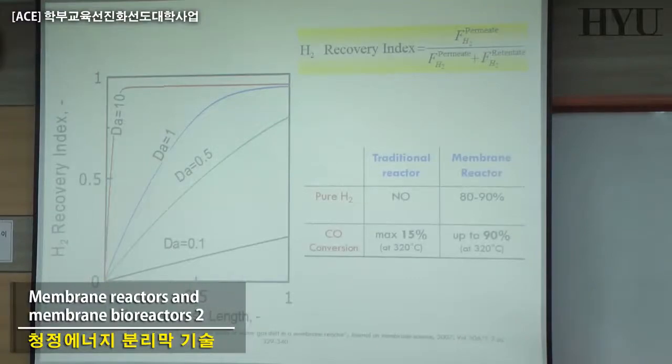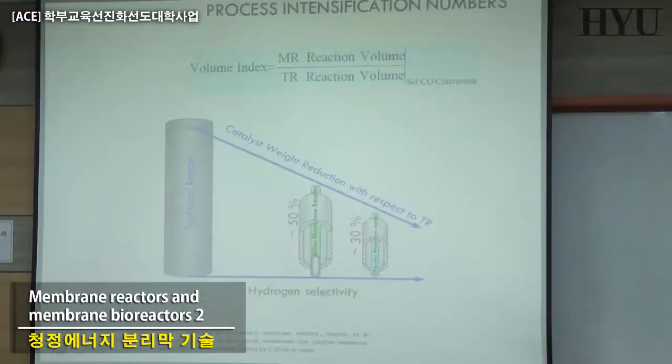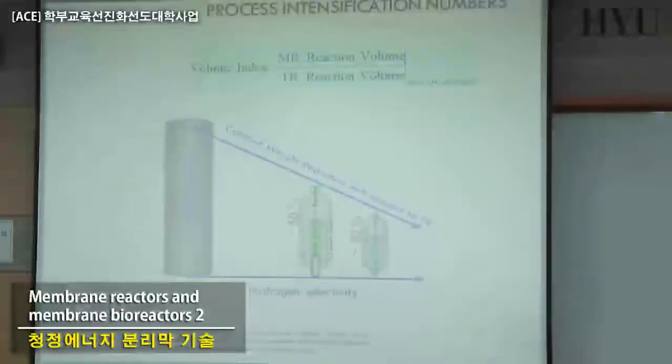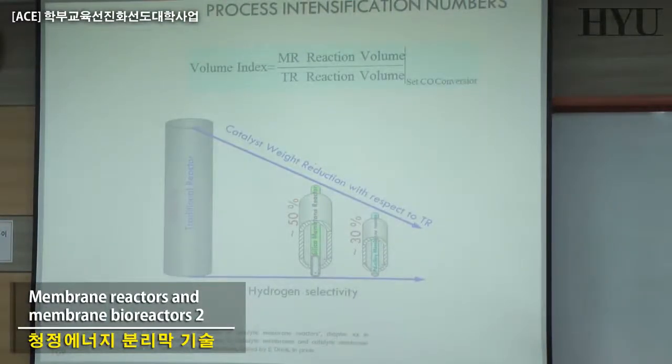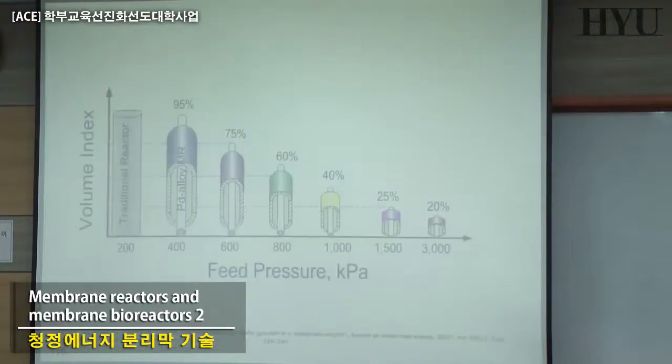You can have pure hydrogen with 80 or 90%. Basically, no way you can produce pure hydrogen with the traditional one, and the same CO conversion is arriving to 90% against 15% with the traditional one. That is the case of the traditional, the volume that you can have, the volume index. You can have a membrane reactor volume index compared to the traditional one, and you can see here that it is 50%, 30% basically reduction in the volume of the system.